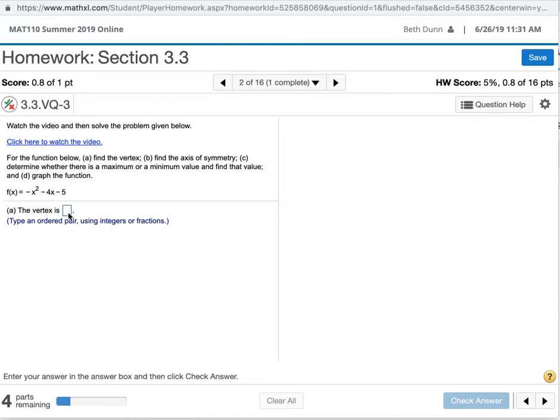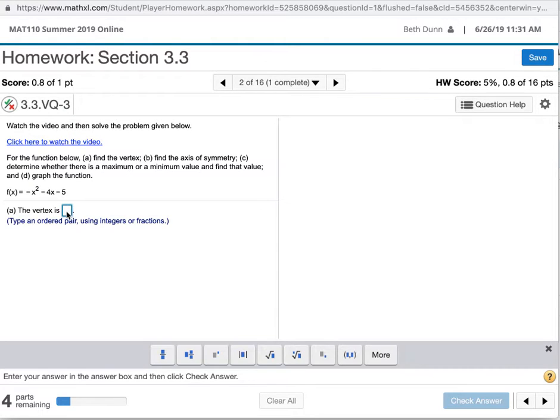So remember when you're finding the vertex, if I have this in standard form, I'm going to use the negative b over 2a. So the opposite of b would be positive 4, and 4 over negative 2. Remember, it's negative b over 2a, but a here is negative 1. So positive 4 over negative 2 is negative 2. So the x part of my vertex is negative 2.